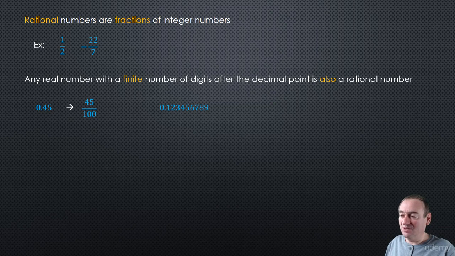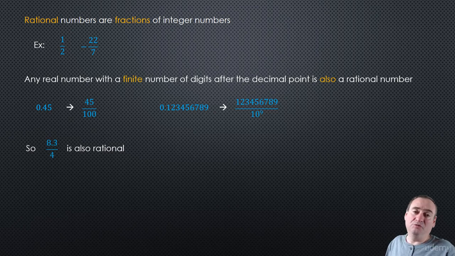Similarly, if we take a look at this long one here, 0.123456789, which has 9 digits after the decimal point, then that is actually also a rational number. We can just write it as 123456789 divided by 10 to the 9. In that same vein, 8.3/4 is also rational because the top number is a rational number, the bottom number is also rational, and a fraction of two rational numbers is also a rational number.